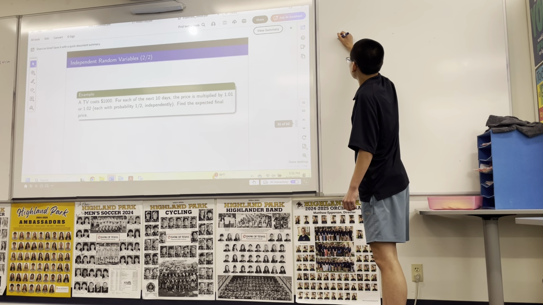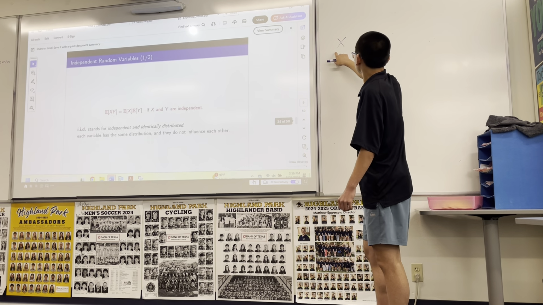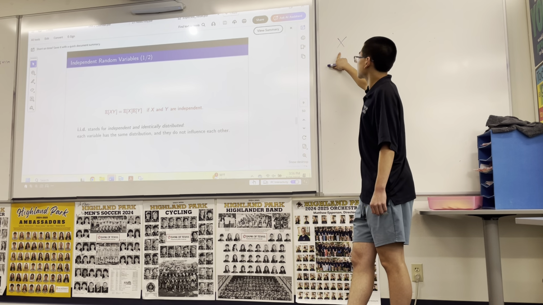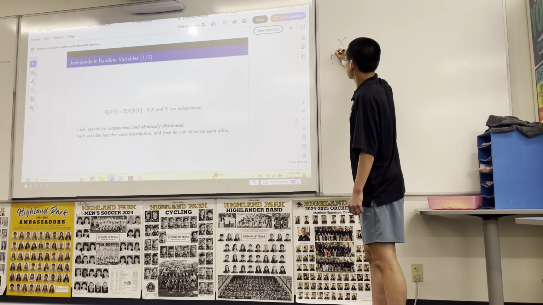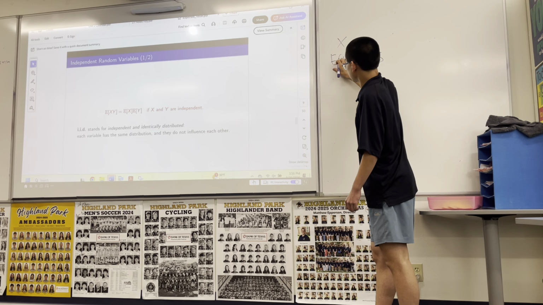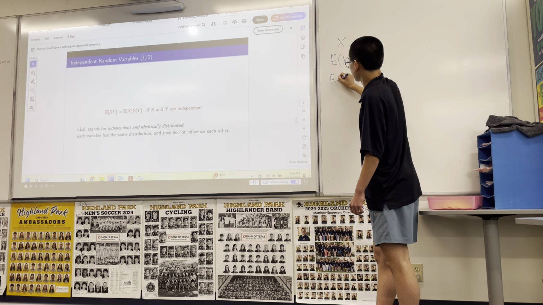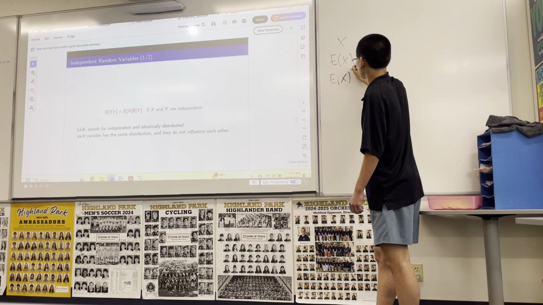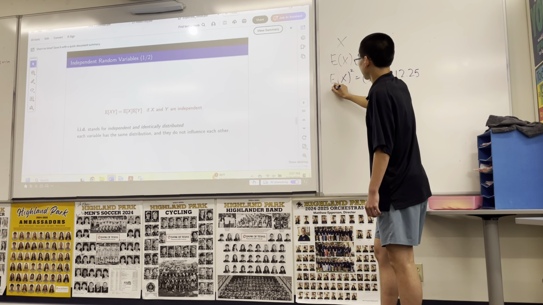So I want to do an example that's not on the board. Let's say that X represents the value of a dice roll. What's the expected value of X? 3.5. What's the expected value of X squared, the whole thing squared? So 3.5 squared. What's the expected value of X squared?